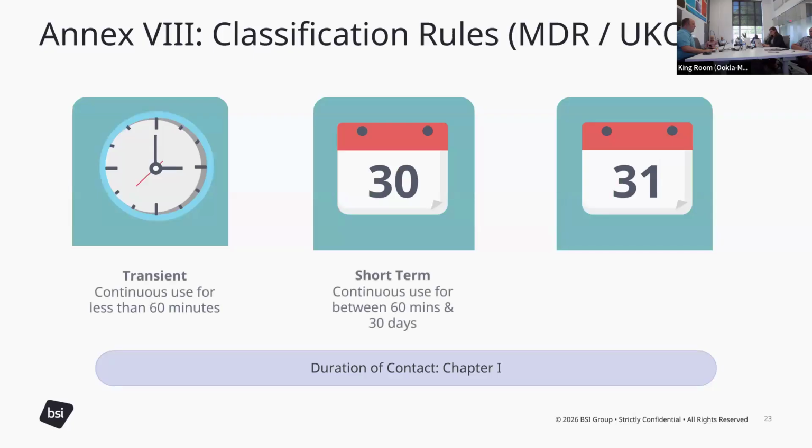So in Europe, the big things are: how long does the device do what it does, what parts of the body does it touch, and does it have medicine? All of this gets very complicated, but that's the basics of it. So there's essentially 3 durations. Transient use is less than 60 minutes. Short-term use is 60 minutes to 30 days. Long-term use, for your implants, is above 30 days.